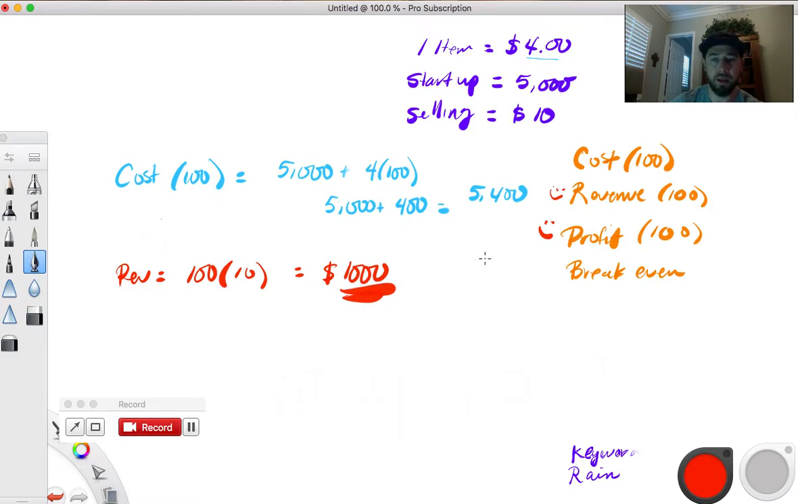Now profit, the interesting thing about profit, let me change over here to green or something, is profit is like, do we make any money?